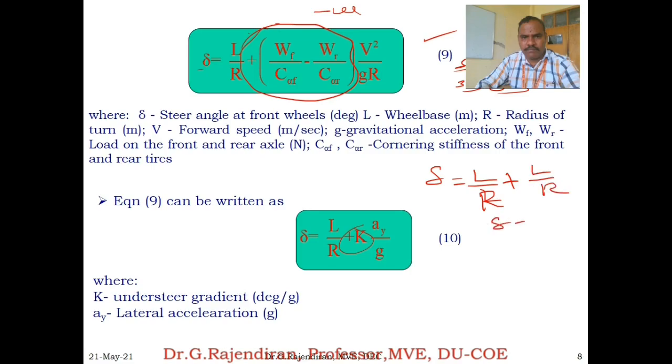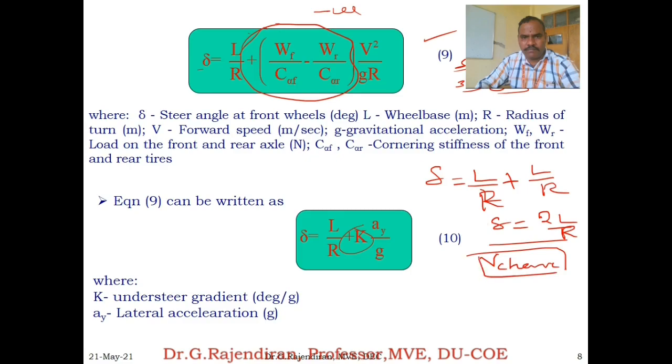For the understeered vehicle, at a particular speed, the second term is equal to L by R. So delta is equal to 2L by R. At that particular speed, the second term approaches the Ackermann steering. The speed at which delta is equal to 2L by R is called the characteristic speed.